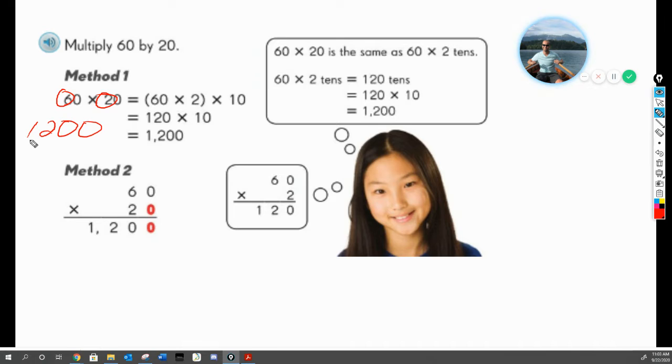Watch the Khan video, watch me, read these methods, and find what works for you. I kind of like this little cheat method here. But you got to understand why it works. Let's clear the screen.